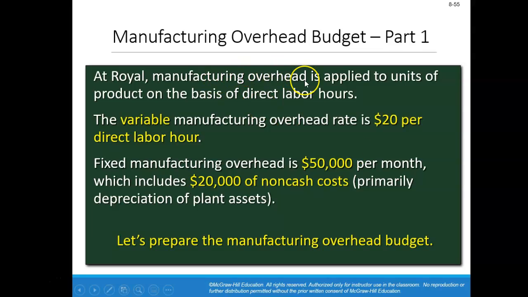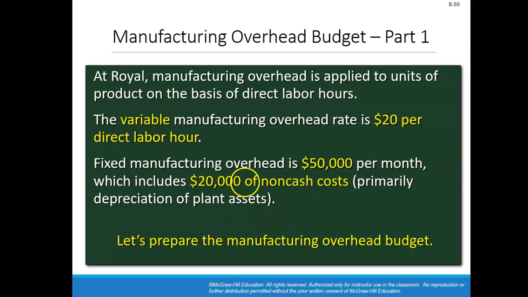We're going to assign overhead costs based upon direct labor hours. The variable overhead rate is $20 per direct labor hour. So we have a predetermined overhead rate, and it says the variable overhead rate is $20 per direct labor hour. So we're going to assign overhead costs based upon direct labor hours at a rate of $20 per direct labor hour.